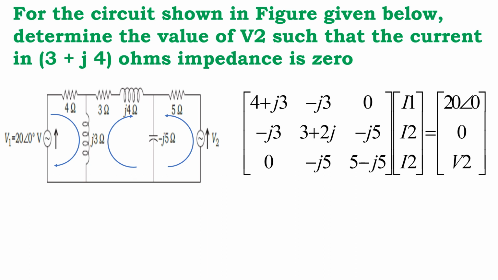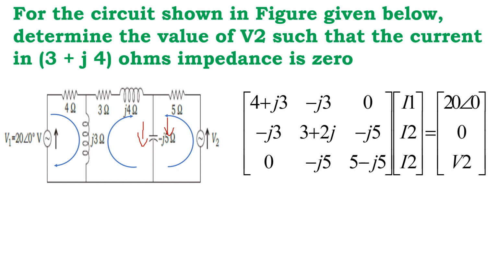Next is common between 2 and 3. I put plus J5 because the direction of the current in minus J5 is the same direction this way. That's why I didn't change the sign of this capacitor. It is simply J5 only. Next one is the third row. The element Z31 is common between 3 and 1. There is no connection between 3 and 1, so it is 0. Next, common between 2 and 3 is J5. Then the sum of the elements in the third loop is 5 minus J5. So this is the Z matrix.